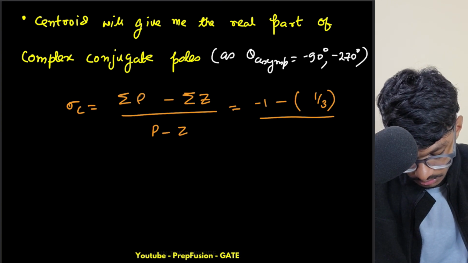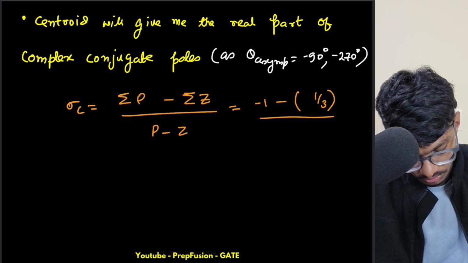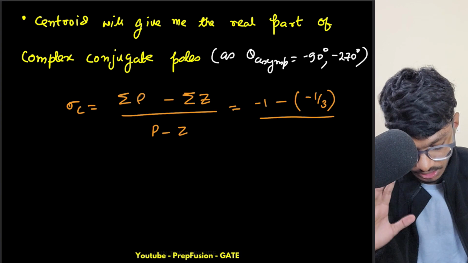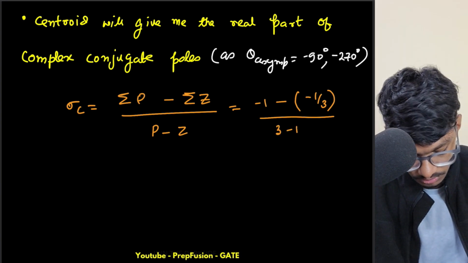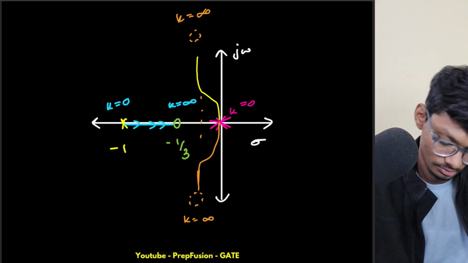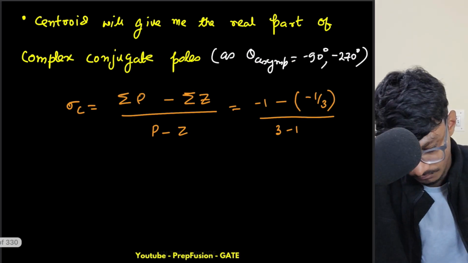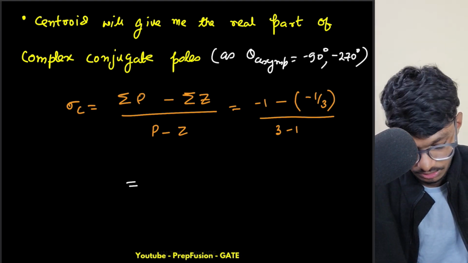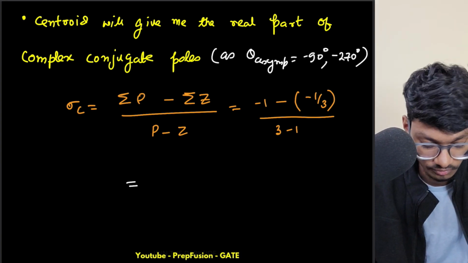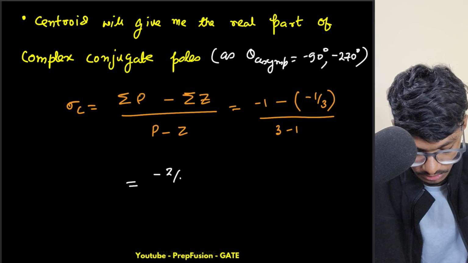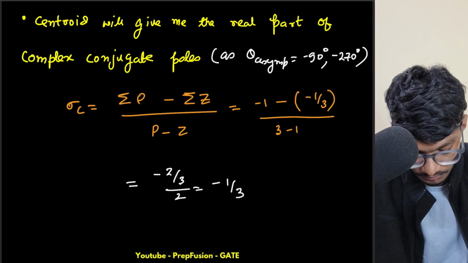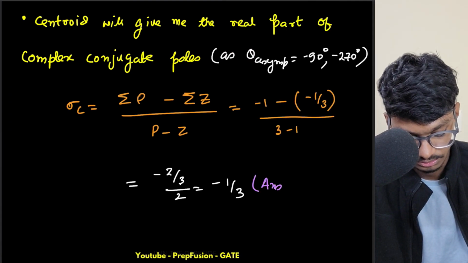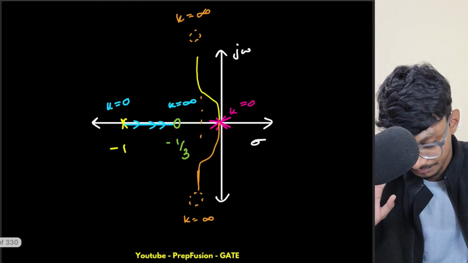And what is this becoming? P minus Z, so it is 3 minus 1, which is 2. So minus 1 plus 1 by 3 is minus 2 by 3, divided by 2, so it is minus 1 by 3 itself. So this is the answer of this question, minus 1 by 3.